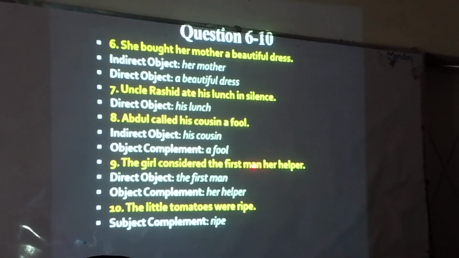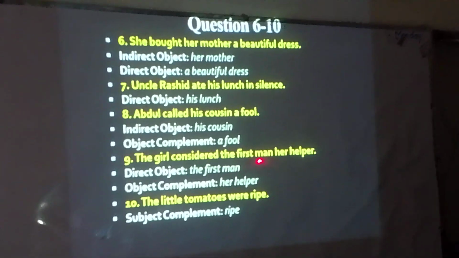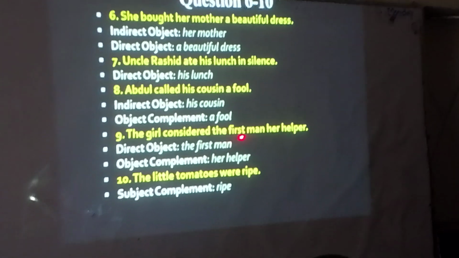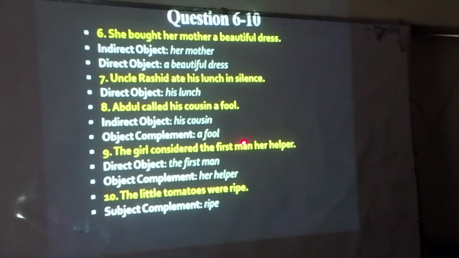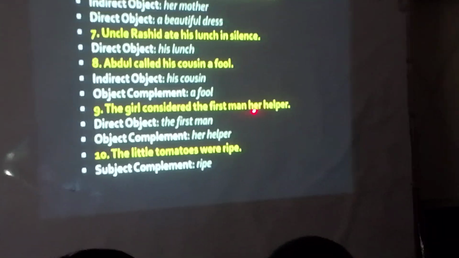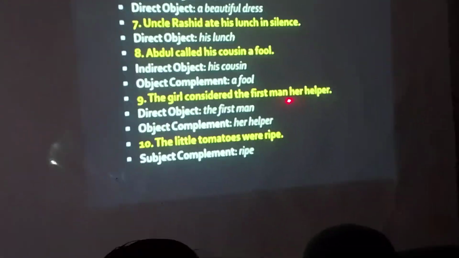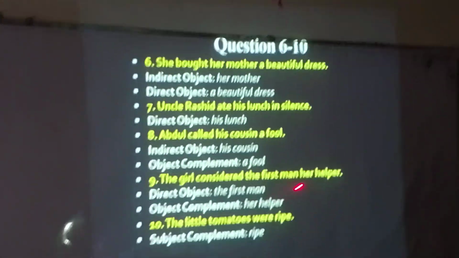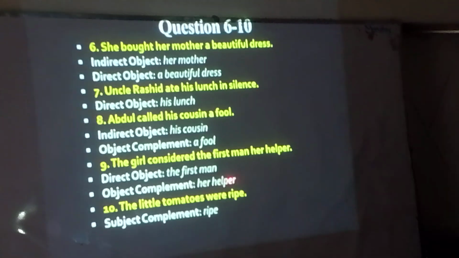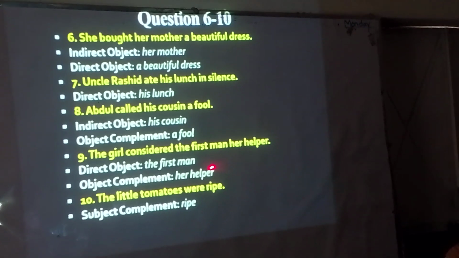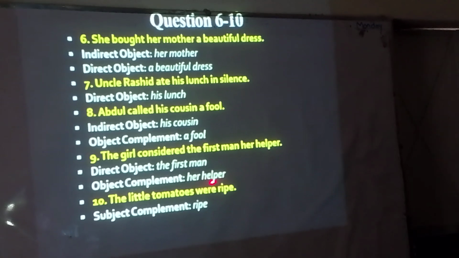The girl considered the first man her helper. The first man is the direct object because she worked on the first man. The action of considering is directly affecting the first man. Clear? Then the first man is also an object. So the first man is also an object and her helper is completing the object. Clear? If we simply say the girl considered the first man, we cannot understand it.